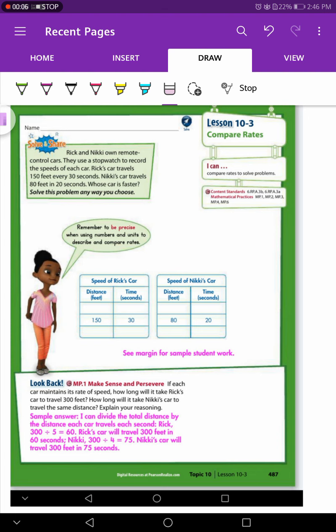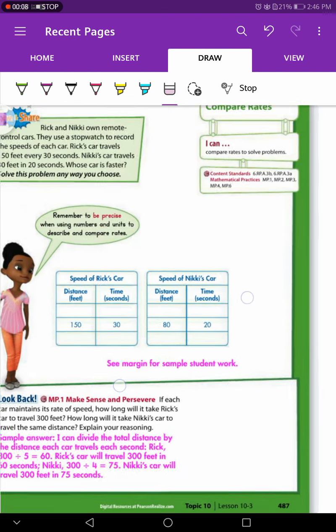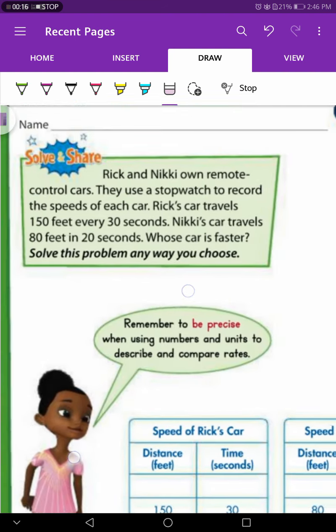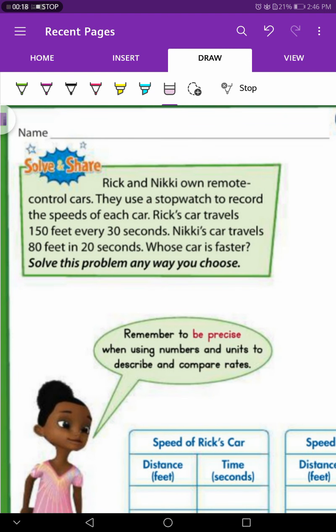Our lesson today is compare rates. Our objective is how I can compare rates to solve problems. The solve and share problem. Rick and Nikki have remote control cars. They use a stopwatch to record the speeds of each car. Ricky's car travels 150 feet every 30 seconds. Nikki's car travels 80 feet in 20 seconds. Whose car is faster? Solve this problem any way you choose.